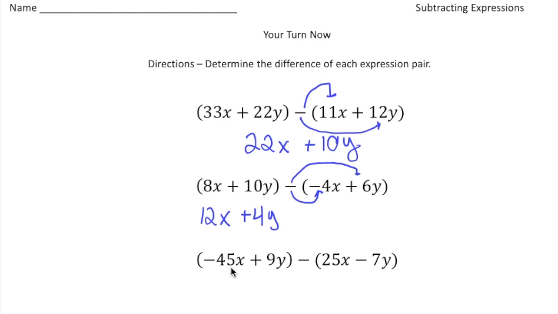This last one, we have negative 45x plus 9y minus 25x minus 7y. So again, we're going to have to subtract the 25x and then also subtract the negative 7y. So negative 45x minus 25x gives us a negative 70x. And then a 9y minus a negative 7y. Again, when you subtract the negative, it's the same as adding, right? So that's going to be a positive 16y. And there it is. Alright, how'd you do?